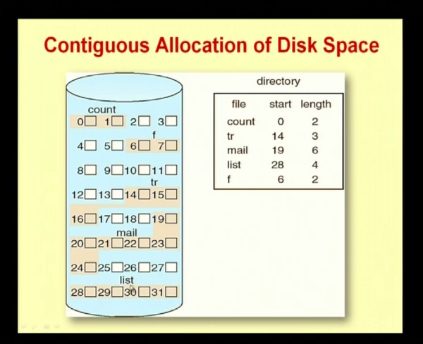And if I have one other file by name list, if its start value is 28 and if it is going to have a length of 4, then it means that 28 to 31 is the place where it gets stored. So this is called contiguous allocation of disk space.